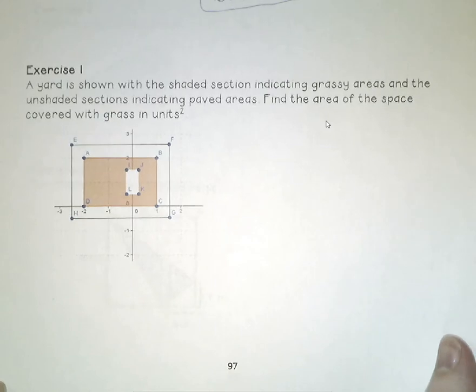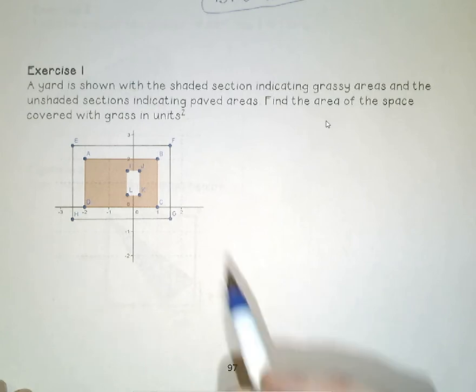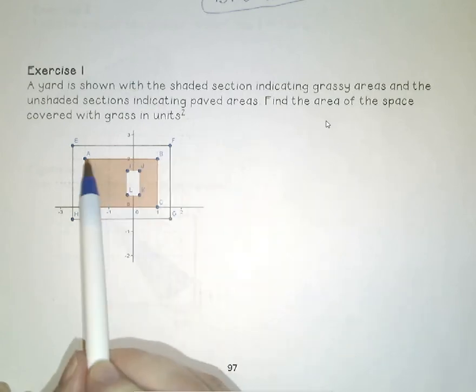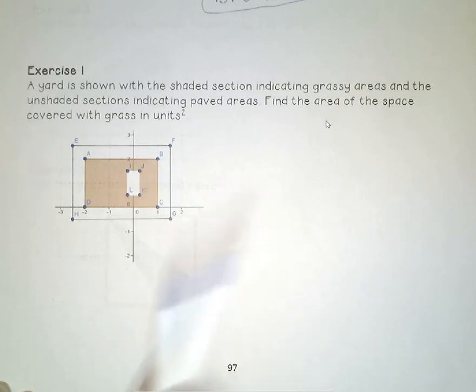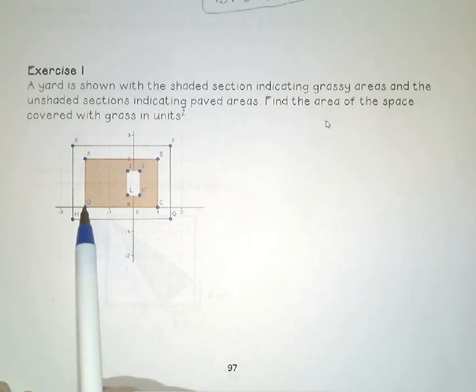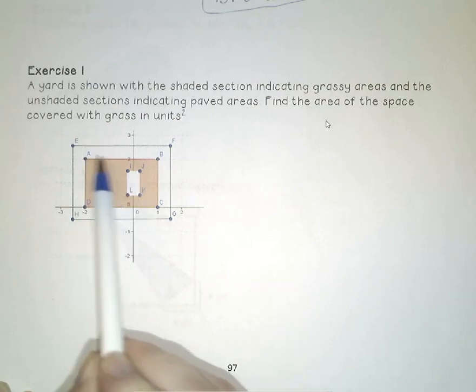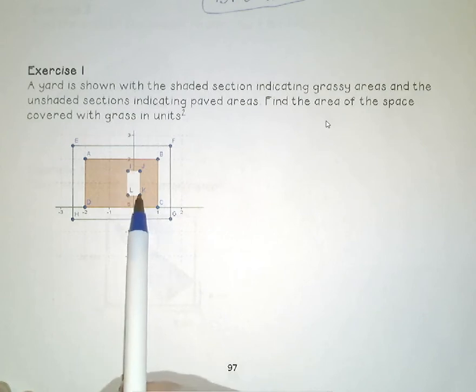Exercise 1. A yard is shown with the shaded section indicating grassy areas and the unshaded sections indicating paved areas. Find the area of the space covered with grass in units squared. So again, we are looking at the shaded section, the one that we need to find the area of. Our units are given to us on the coordinate plane. So I'm looking at this shaded rectangle, and I need to find that area, and I need to subtract the area of the small rectangle inside of it.